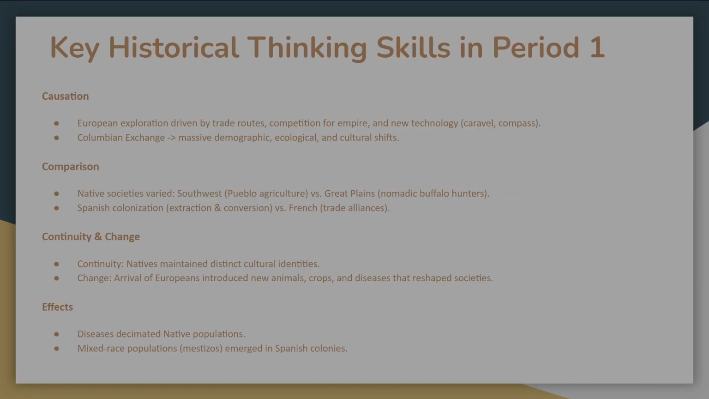Then you have key historical thinking skills. This is the stuff you want to be thinking about now because it'll be very important for your essays and short answer questions and even the MCQs: thinking about the causes, the comparisons, the continuity over time, and the effects of certain events. So, just start thinking about that. Anyway, this unit is very short, it doesn't cover too much of the content on the AP test.